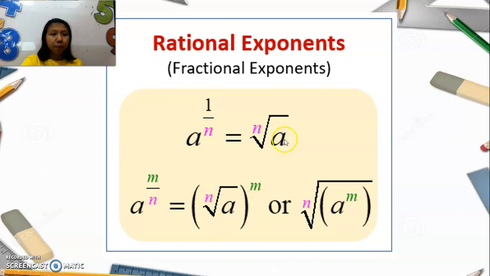The number inside a radical sign is what we call the radicand. So this is what we call the radical. For example, we have here a. So the radicand in this example is a. The index will be n. And then we have here the radical sign or the radical symbol.